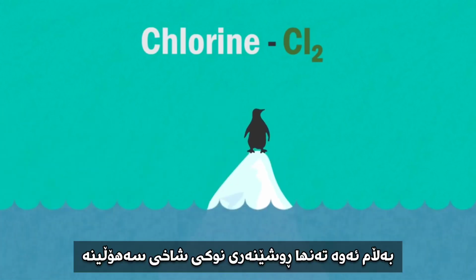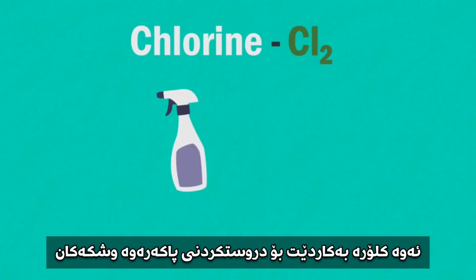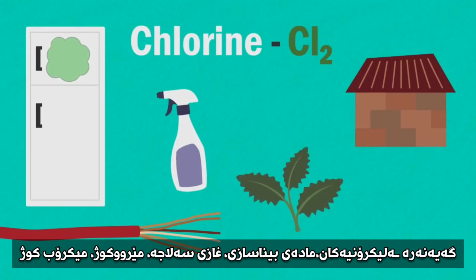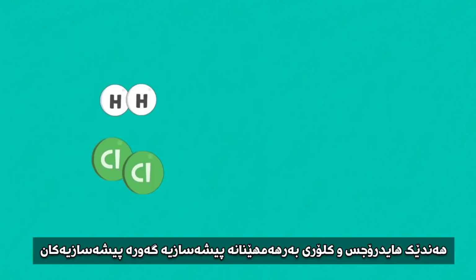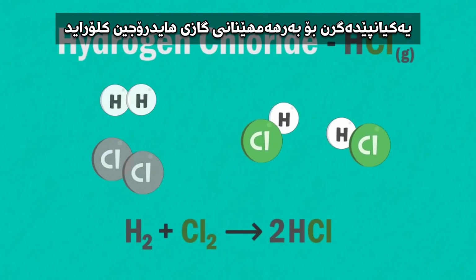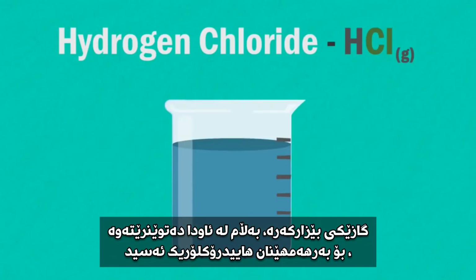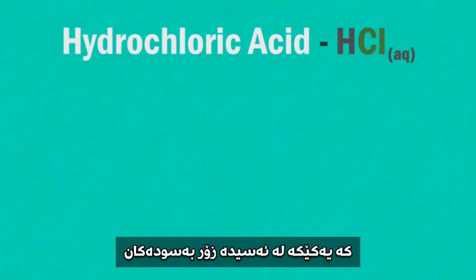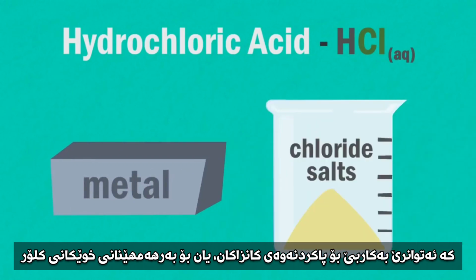But this is only scratching the tip of the iceberg, as chlorine is used to make dry cleaning ingredients, electrical insulators, building materials, refrigerated gases, weed killer, pesticides, antiseptic disinfectants. Some of the hydrogen and chlorine from the industrial process is combined to form hydrogen chloride gas. It's a rather unpleasant gas, but it dissolves in water to produce hydrochloric acid, which is a very useful acid. It too can be used for cleaning metal, but it is also used for producing chloride salts.